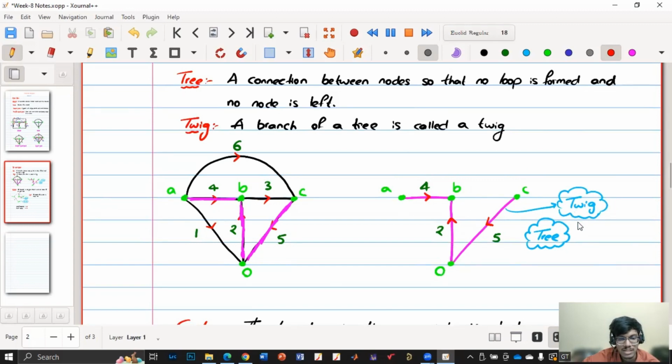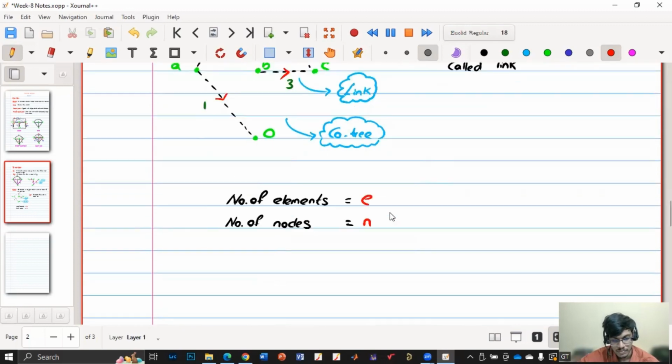And what are the branches of a tree? Twigs. So how many twigs are there here? 3, right? So the number of twigs is n minus 1. Because we need n minus 1 lines to connect n nodes, right? So we will be needing n minus 1 twigs.